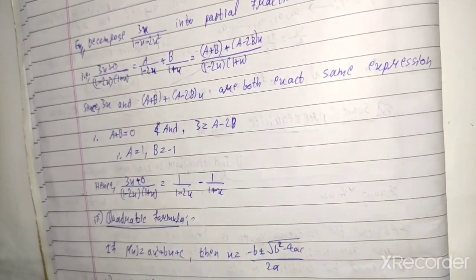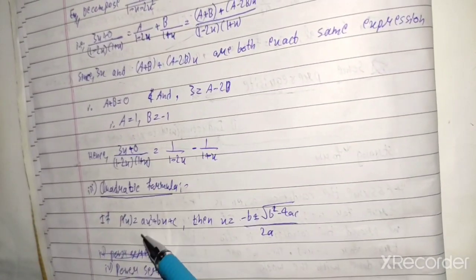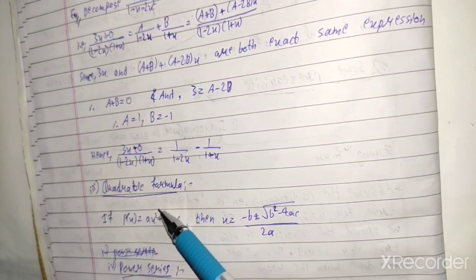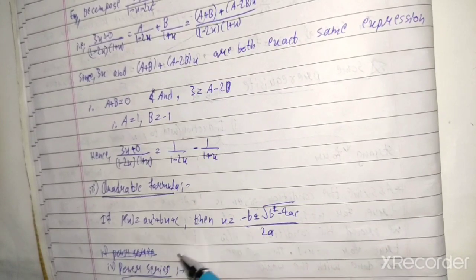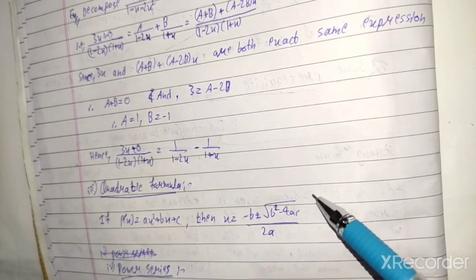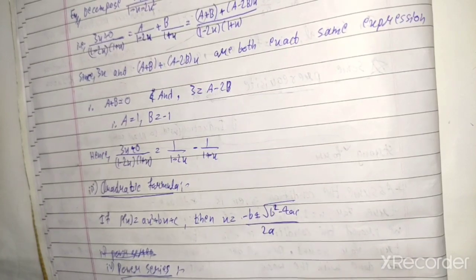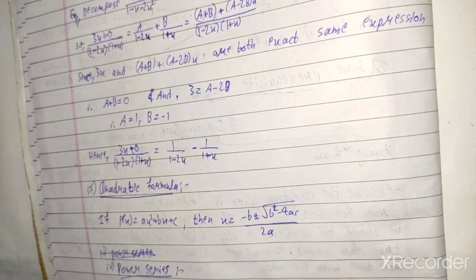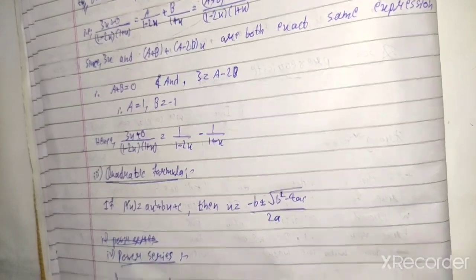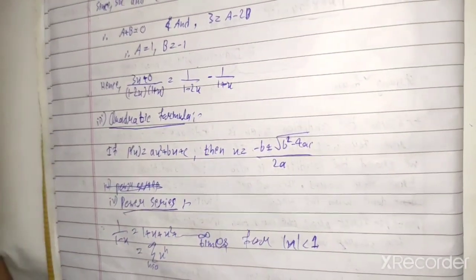And one more quadratic formula prerequisite: if p(x) is ax² + bx + c, where x is the variable, then x is equal to (-b ± √(b² - 4ac)) / 2a. Basically you can search on Google for its proof if you want. Quite easy to prove.